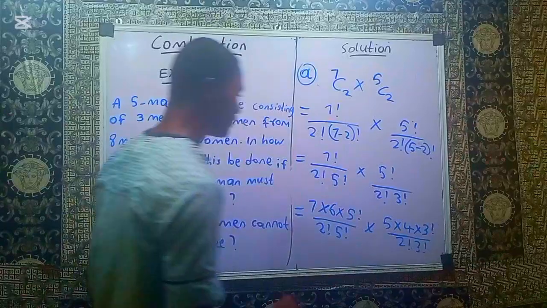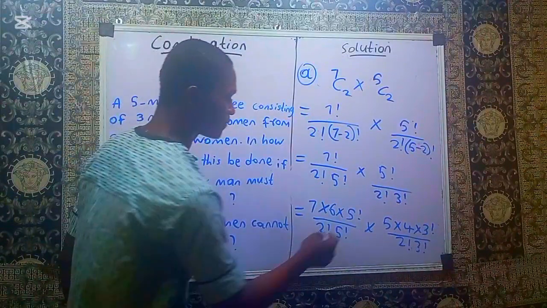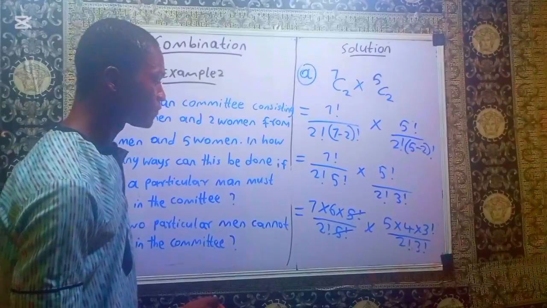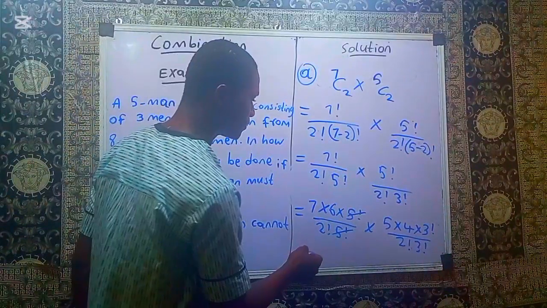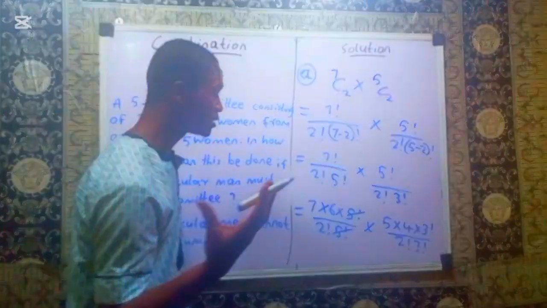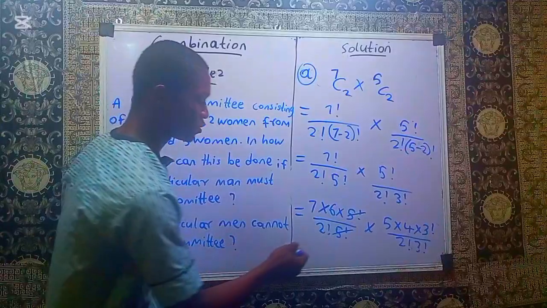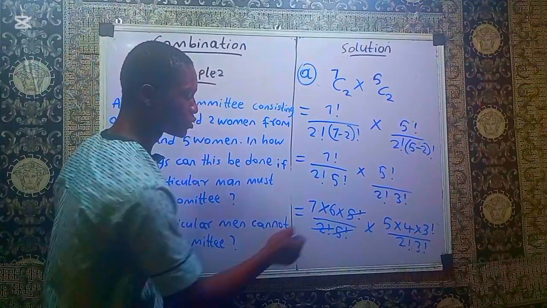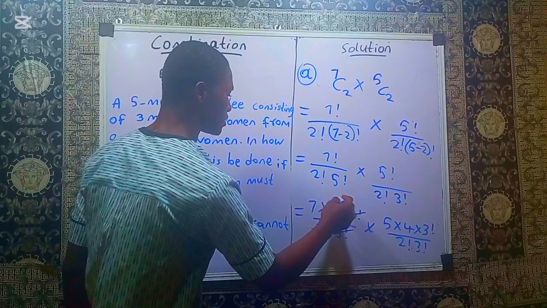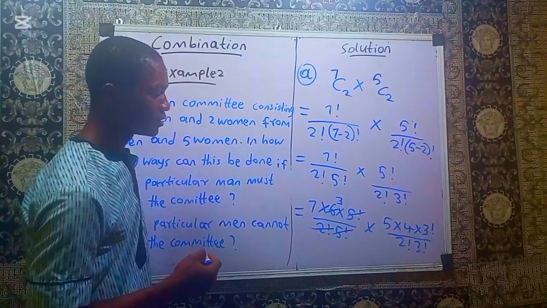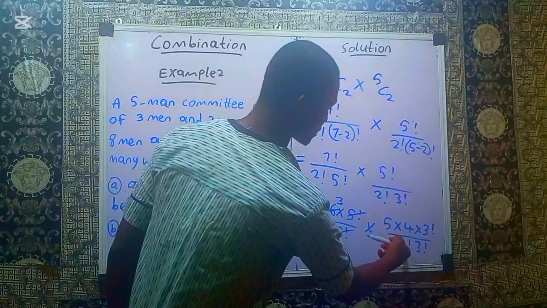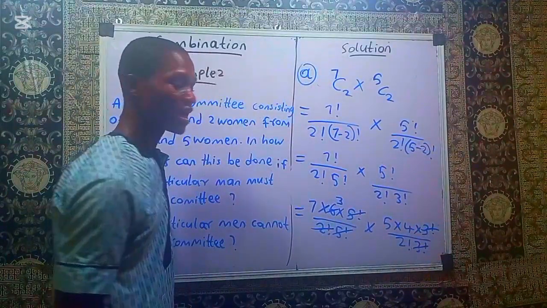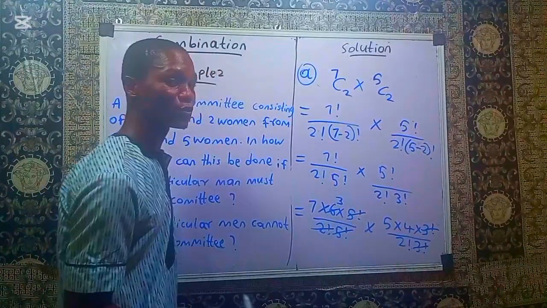For simplification, we cancel the 5 factorial. Then 2 factorial is 2 times 1, which is 2. So this 2 can divide 6, and I have 3. Then for this one, I have 2 factorial and 3 factorial over 3 factorial, so the 3 factorials will cancel. Then I have 2 factorial, which is 2 times 1, which is 2.